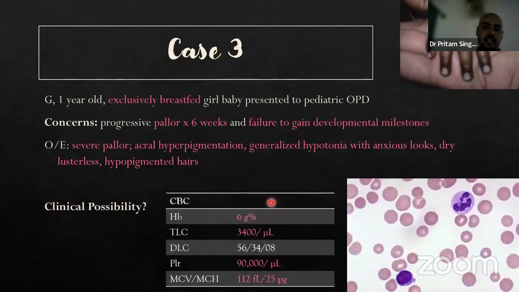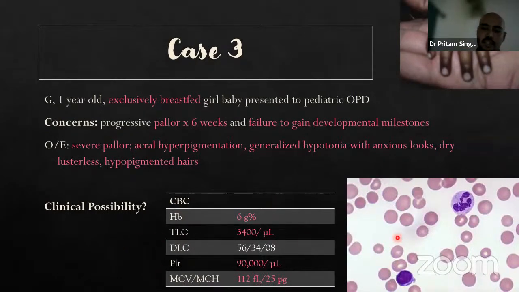Vitamin B12 deficiency, very correct. So again, you can understand it is nothing but clinical pattern recognition. A young baby who has not been started on complementary feeding and is exclusively breastfed, has developmental delay, hypotonia, acral hyperpigmentation, and anemia. The clinical context gives you a clue towards the diagnosis of megaloblastic anemia.